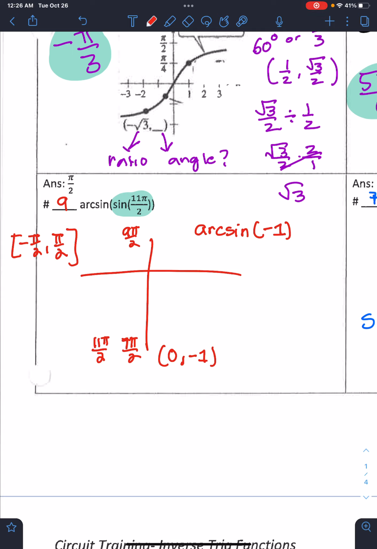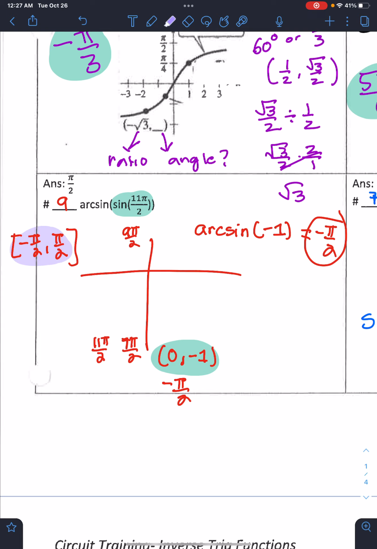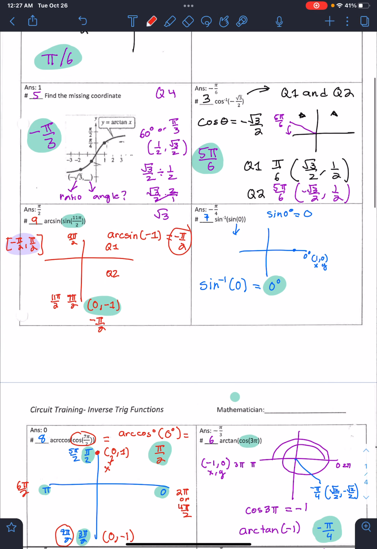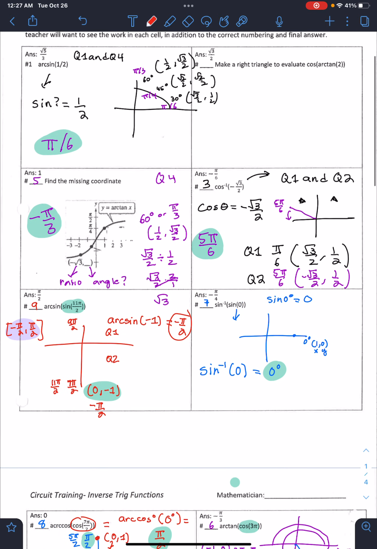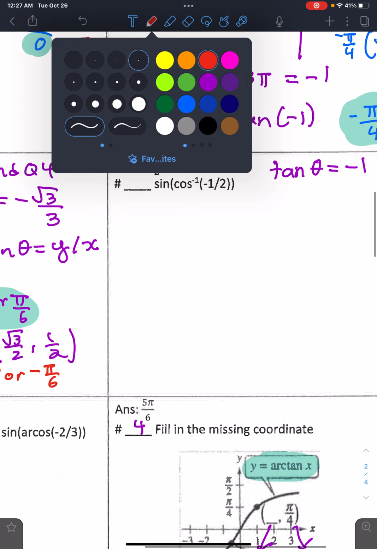So when we ask ourselves, at what angle do we get -1? Well, the answer is still going to be over here, but it's going to be -pi over 2. Because we want our answer to be within this restriction. And remember, this restriction is saying Q1 and Q4, from pi over 2 to -pi over 2. And that's why for this one, our answer ended up being -pi over 2, which takes us right here to number 10.